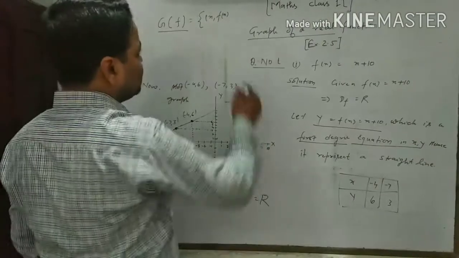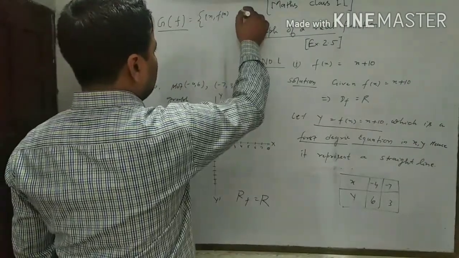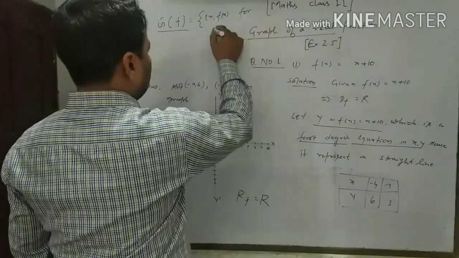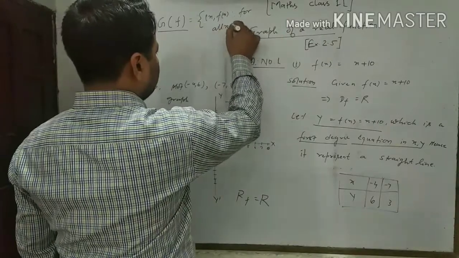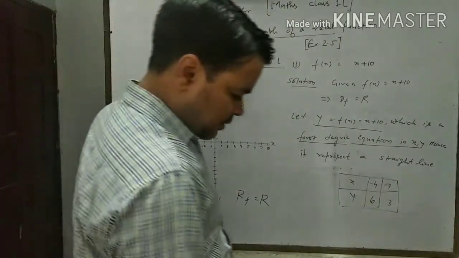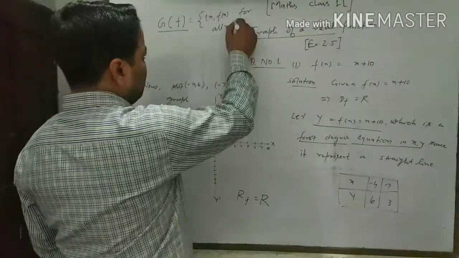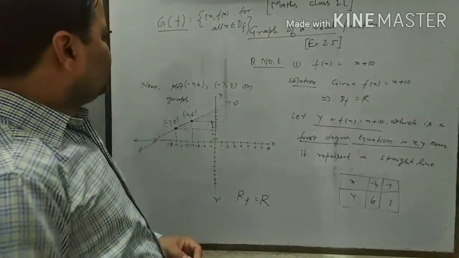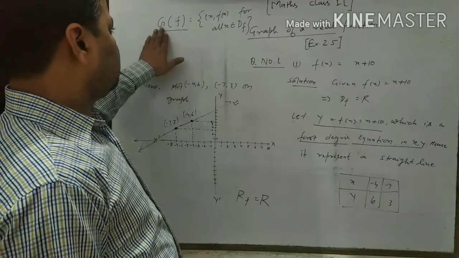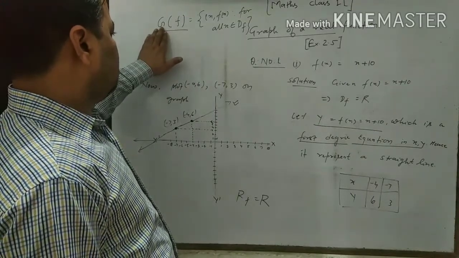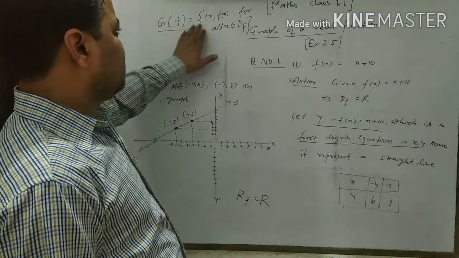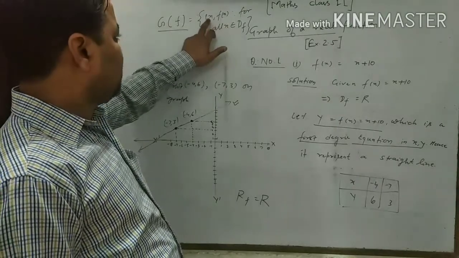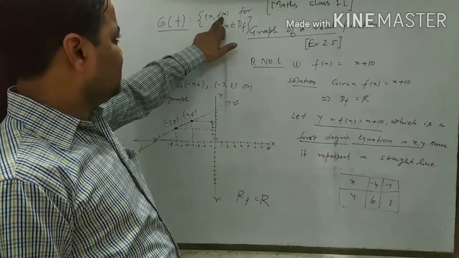such that for all x belonging to the domain of the function. What is the graph of the function? Collection of the points x and f(x).